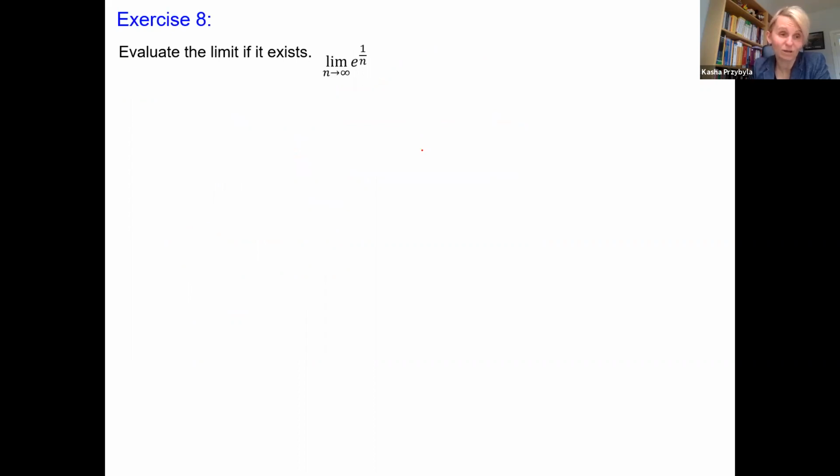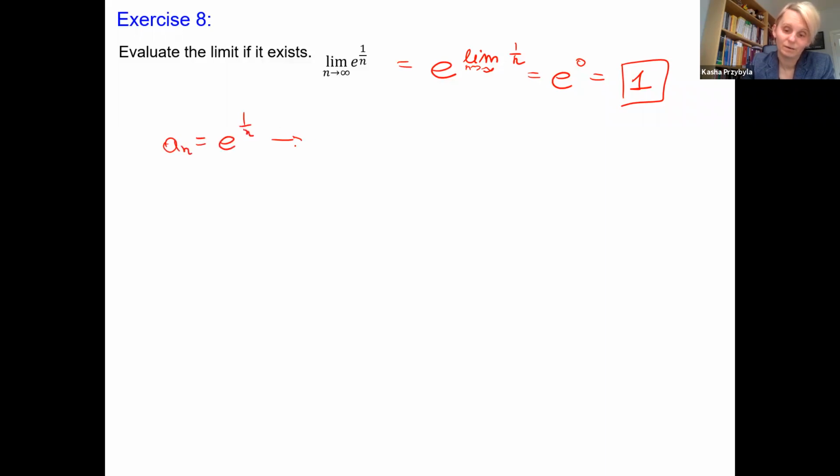e to the power of 1 over n. Do you think you can tell me the limit? Everybody can try. 1, because it's the exponential function, and I can only compute this limit. 1 over a big number is small, e to the power of that. That means this sequence converges to 1. Really nice.